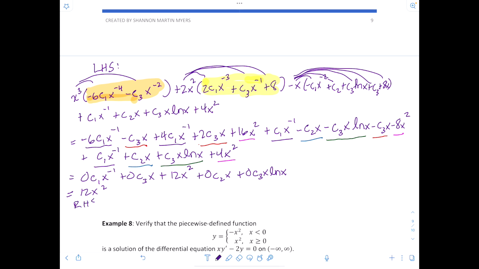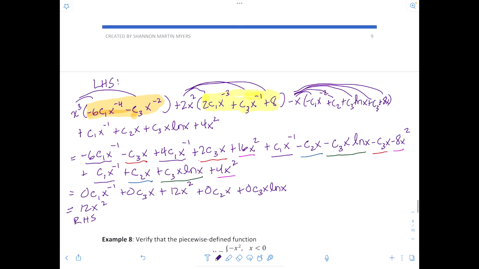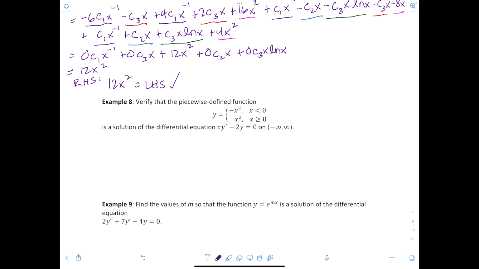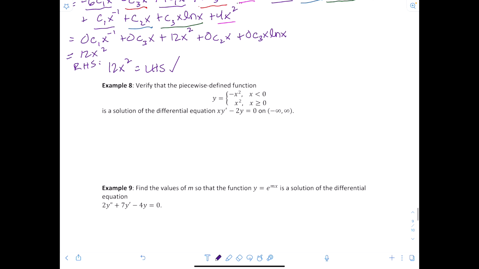The right-hand side is, come back up, lo and behold, 12x squared, which equals the left-hand side. Check. Phew! All right, perfect. Now we've got a piecewise defined function. When x is less than 0, y is negative x squared. When x is greater than or equal to 0, y is positive x squared. This is a solution of the differential equation xy prime minus 2y is 0 on the real line, negative infinity to infinity. So here we go.